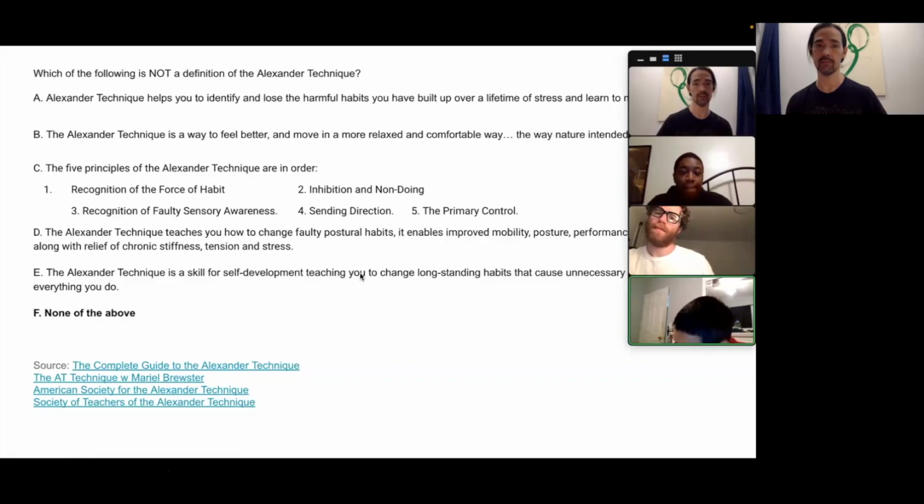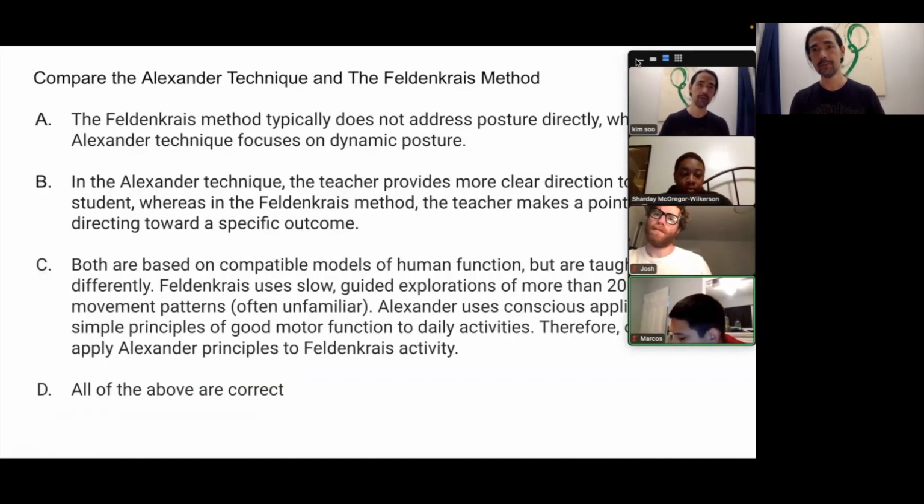Okay, and here's some links you can go read a little bit more if you want to. Notice that if you do go to these sources, all of their writing has a similar way of describing things. That's because they've all been taught from the same source, from F. Matthias Alexander's writings, etc. Okay, onward we go. Compare the Alexander technique and the Feldenkrais method.